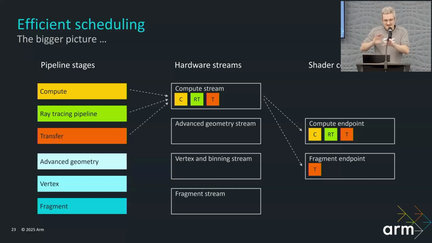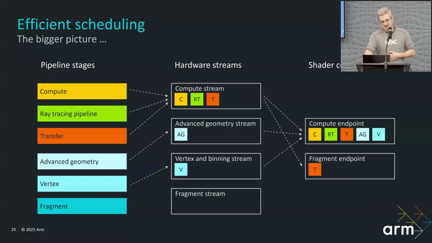So that's a little bit of a pain point. Transfer is a little bit fuzzy. AG is just compute, so that goes into the compute endpoint. Vertex is just compute with some parallel binning in fixed function hardware. And then fragment shading goes to the fragment endpoint.